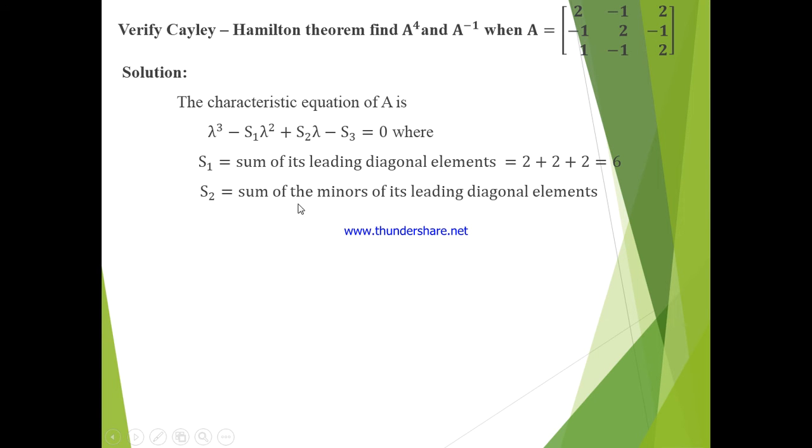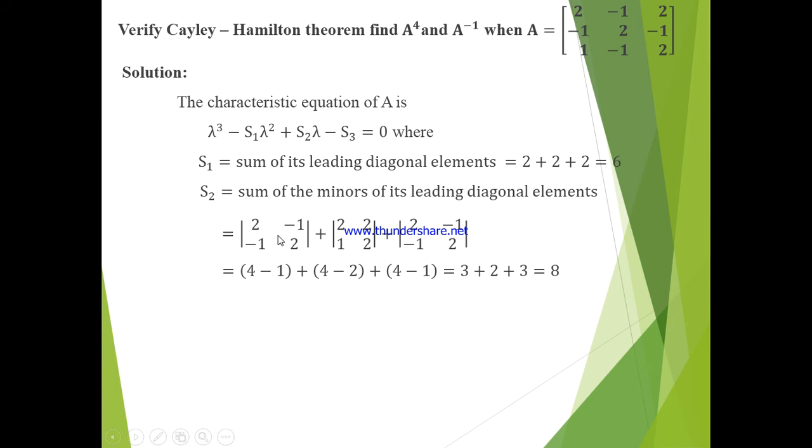S2 is the sum of the minors of the leading diagonal elements. Minor of 2: we remove the corresponding column and row, and we get [2 -1; -1 2]. We have to find the determinant of this. Next, take the next diagonal 2, remove its row and column, and we get [2 2; 1 2]. Plus, take the last diagonal 2, remove its column and row, and we get [2 -1; -1 2]. We have to find the determinant of these values.